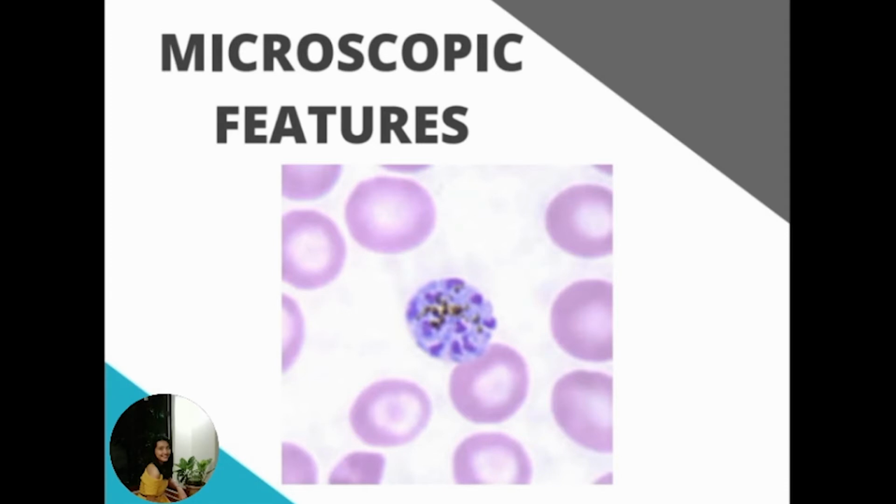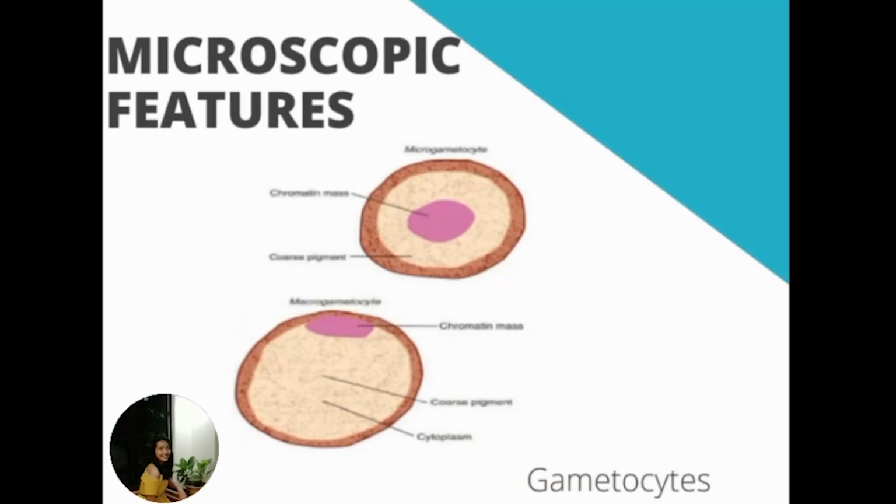So you can see here the schizonts of P. malariae appearing in a rosette pattern. Next are the gametocytes. There are two types, the microgametocytes and macrogametocytes. The only difference between the two is that the macrogametocytes have more cytoplasm. They are both the same when it comes to chromatin mass and coarse pigment. You can see the location of the chromatin mass: it is central in the microgametocytes, while in the macrogametocytes, it is located at the top.